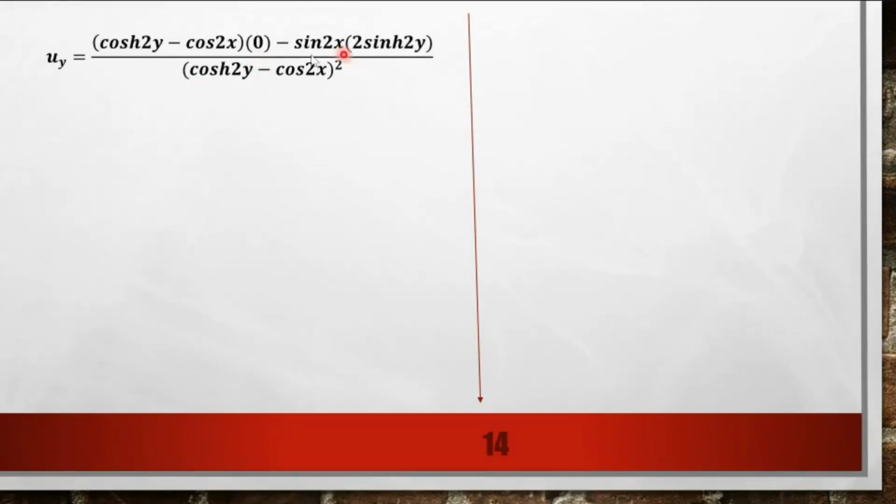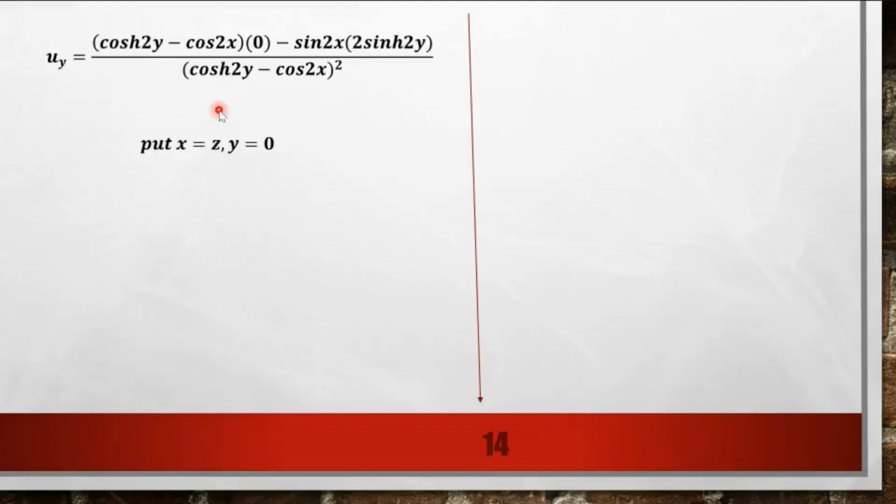फंक्शन क्या था? sin 2x in the numerator. But sin 2x will become 0 because we are differentiating with respect to y. So that part will become 0. Then sin 2x into derivative of v, that will become 2 sinh 2y upon denominator square. I forgot to write the u function here. Hope you are having it in your notebook. ठीक है, v du minus u dv upon v square. Again, put x is equal to z, y equal to 0.